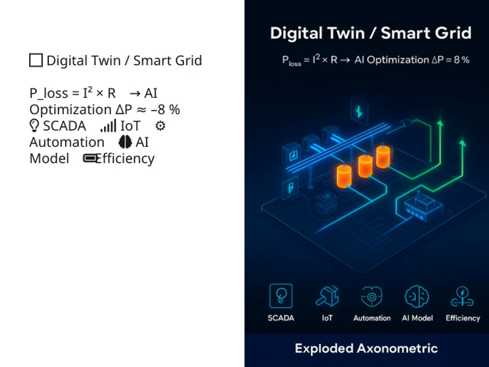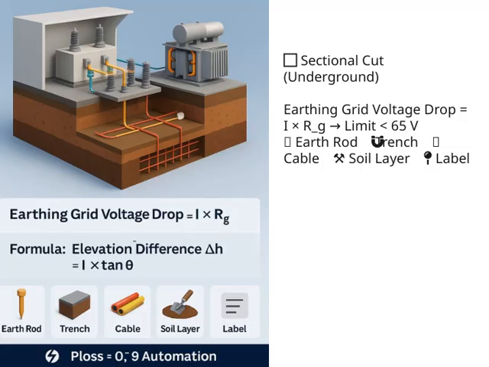So in essence, these interconnected technologies, SCADA, IoT, automation, and AI, form the backbone of a smarter, more resilient, and more efficient energy grid. They allow us to actively manage and optimize power flow, reducing losses and improving reliability across the system. Let's take a closer look at the sectional cut of the underground earthing system.